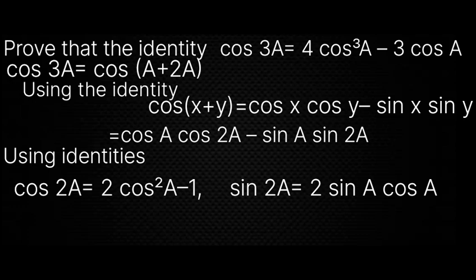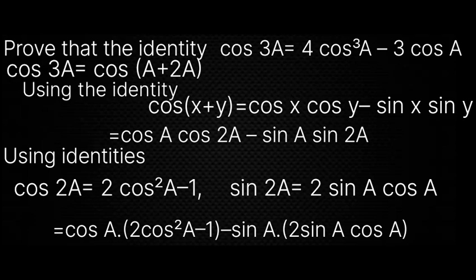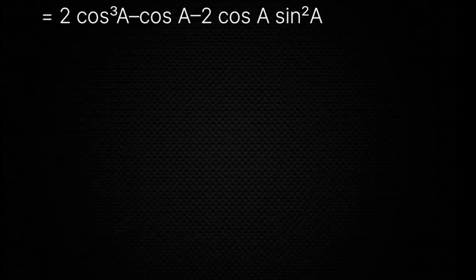Substituting these two identities into our main equation gives us cosine a (2 cosine squared a minus 1) minus sine a (2 sine a cosine a). Next, we simplify this expression by distributing the terms. Multiplying cosine a through the first parenthesis gives us 2 cosine cubed a minus cosine a, and multiplying the second set of terms gives us minus 2 cosine a sine squared a. Putting it together, we have 2 cosine cubed a minus cosine a minus 2 cosine a sine squared a.